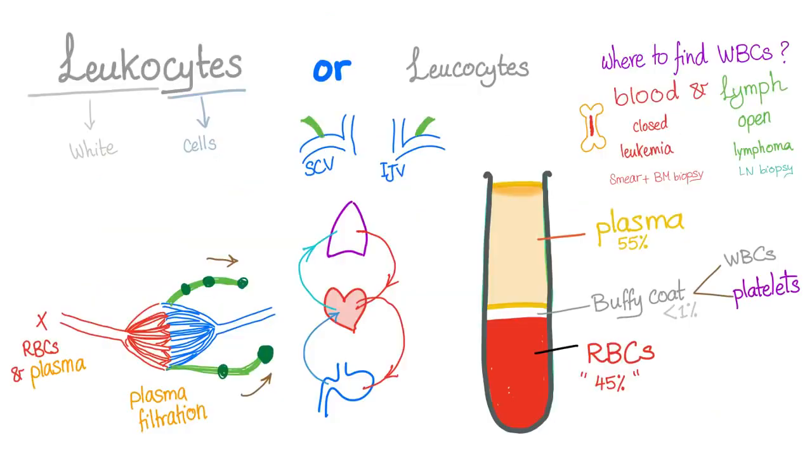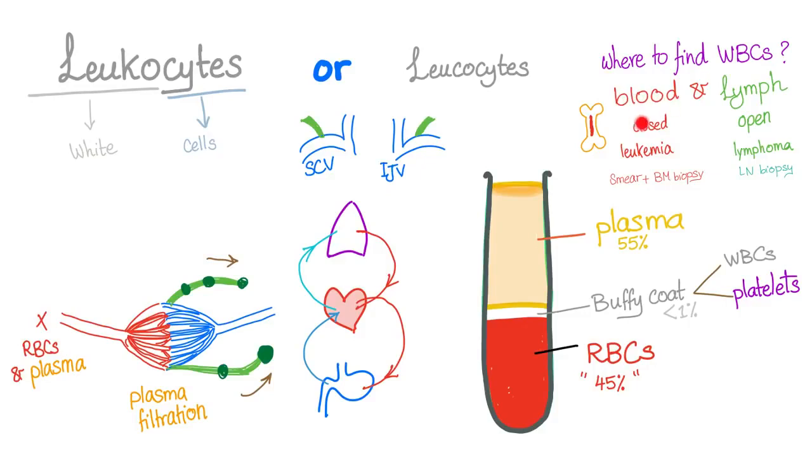Now, if you understand this slide, you will surf through the sea of leukemia and lymphoma seamlessly. So please pay attention. Leukocytes: leuko means white, cyte means cells. Some people write it with a K, some use a C. I don't care. Okay. Leukocytes, where can you find white blood cells? You can find them in the blood and in the lymph. What is the blood and what's the lymph? That's easy. They are part of your circulatory system.